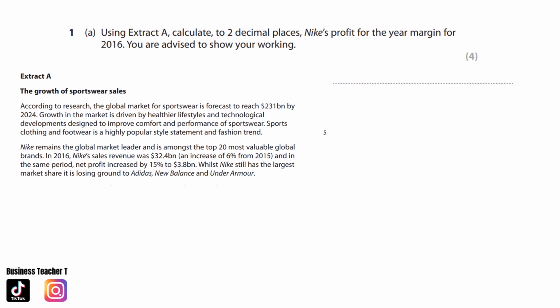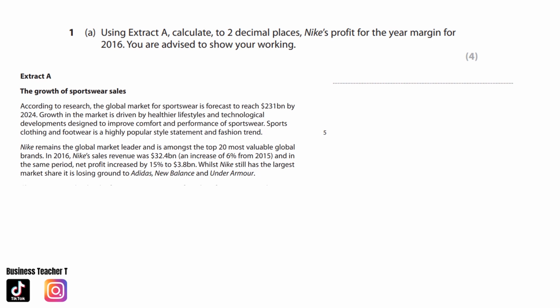According to research, the global market for sportswear is forecast to reach $231 billion by 2024. Growth in the market is driven by healthier lifestyles and technological developments designed to improve comfort and performance of sportswear. Sports clothing and footwear is a highly popular style statement and fashion trend. Nike remains the global market leader and is amongst the top 20 most valuable global brands.